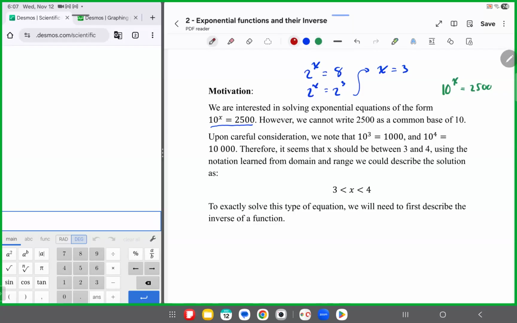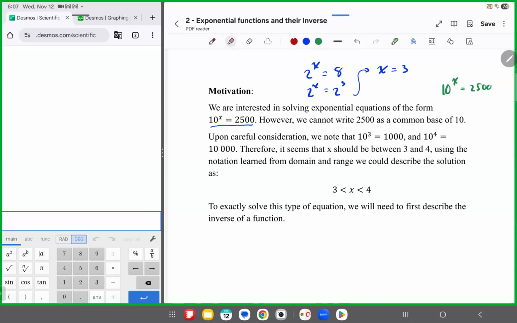We can try to compare with powers of 10. 10 to the power of 3 is 1,000 and 10 to the power of 4 is 10,000. We conclude that the answer has to be between 3 and 4. So if you have 10 to the power of something between 3 and 4, you're going to get 2,500.